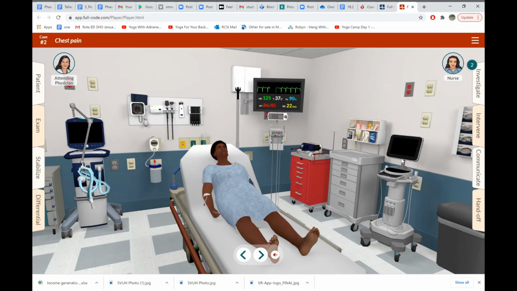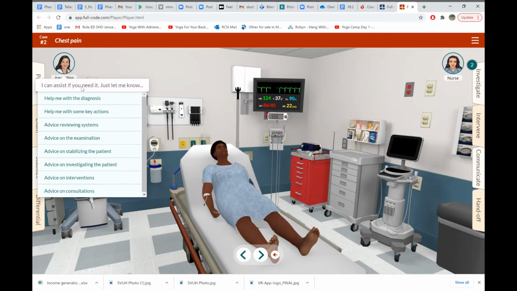There's no learning how to do the skill, there's no showing you how to do the skill. It's just, do you want to do the thing? If yes, then you just do it and it's done. Okay. So then up here we have the attending physician. I haven't played too much with this, but there are hints kind of that they give you throughout things.